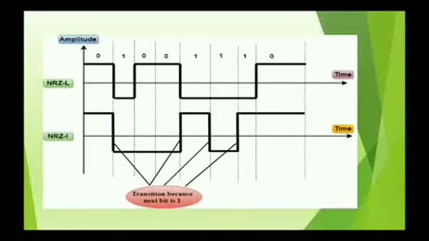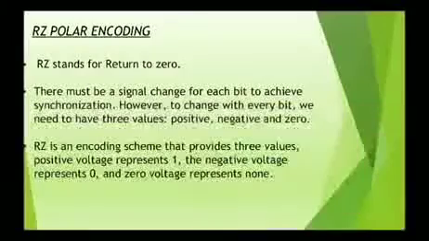Next it is again 1, so from negative to positive, and next is 0, so no transition. So this is NRZ-L and NRZ-I polar encoding.